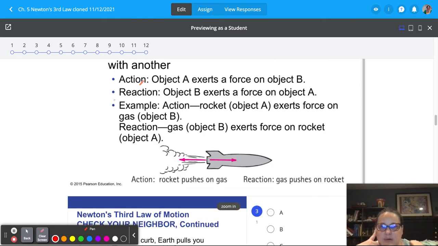Okay, another example. Rocket pushes on gas. Flip the nouns. Gas pushes on rocket. Now, sometimes that won't make sense. Like if a person's picking a flower, hand pulls flower, flower pulls hand. It sounds crazy because you don't really envision that the flower is pulling your hand. But that is how you would identify it. So if you take your two nouns and you flip them, that's going to be the easiest way to identify the opposite force.